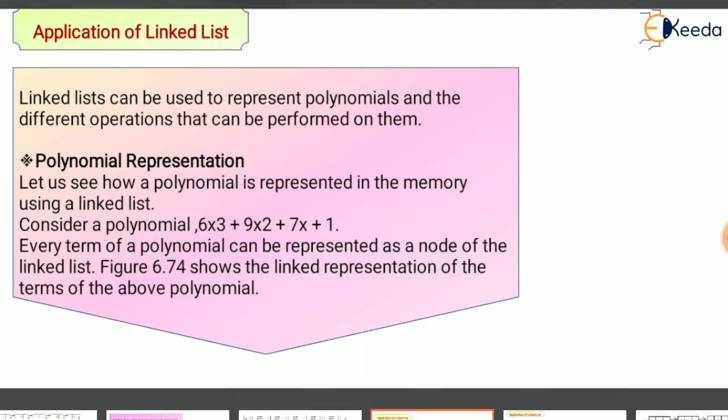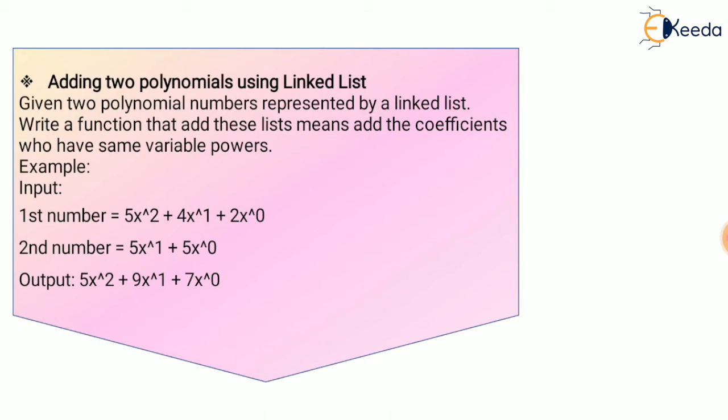Now we are going to study the addition of two polynomials by using the linked list. For the addition, we are considering two expressions in front of us, and we have an output of these expressions also. Given two polynomials represented by using a linked list, write a function that adds these lists, meaning add the coefficients that have the same variable powers.